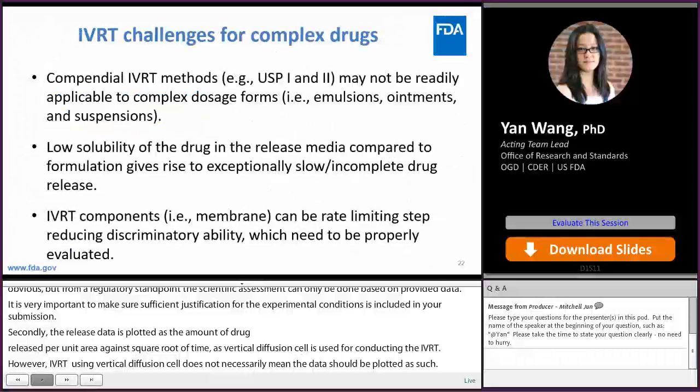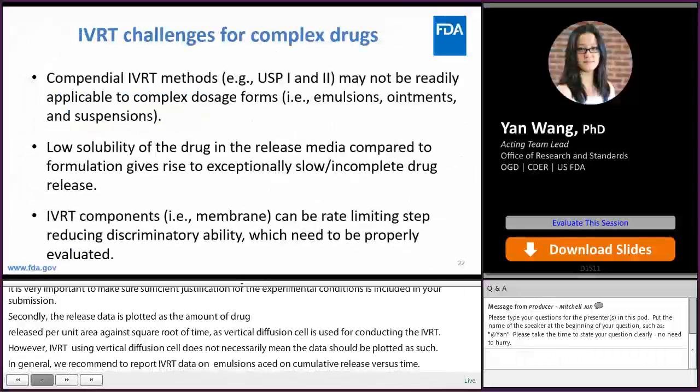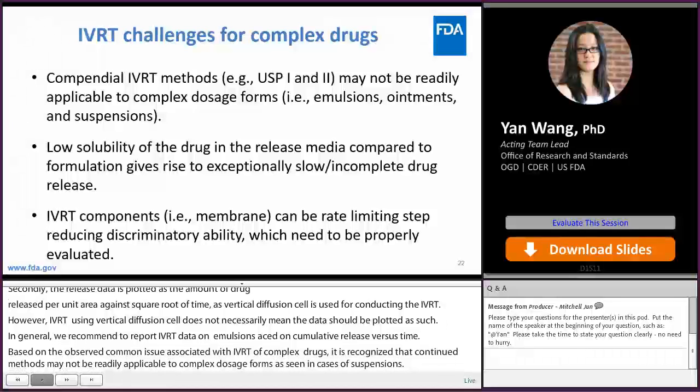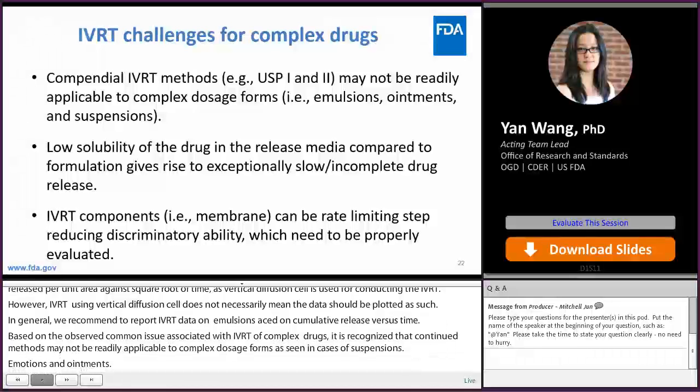Based on the observed common issues associated with IVRT of complex drugs, it is recognized that compendial IVRT methods may not be readily applicable to complex dosage forms, as seen in the cases of suspensions, emulsions, and ointments. The low solubility of the drug in release media compared to formulation gives rise to exceptionally slow, incomplete drug release. And IVRT components such as membrane can be the rate-limiting step, reducing discriminatory ability of the method.